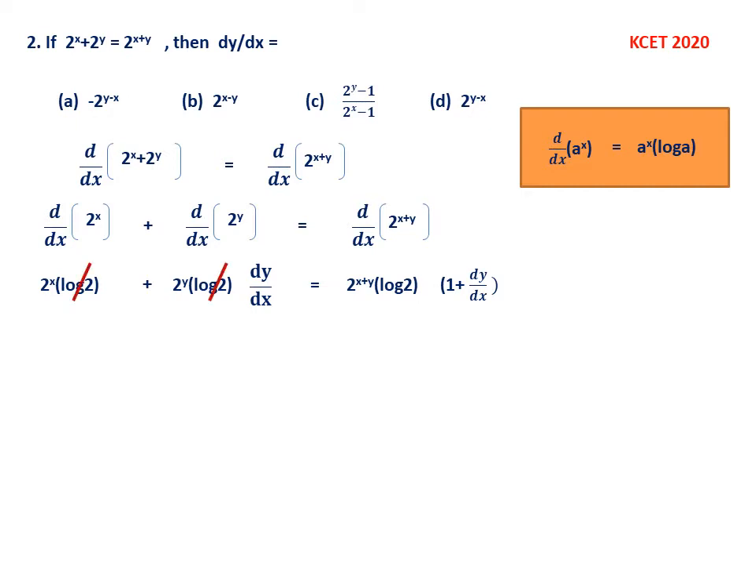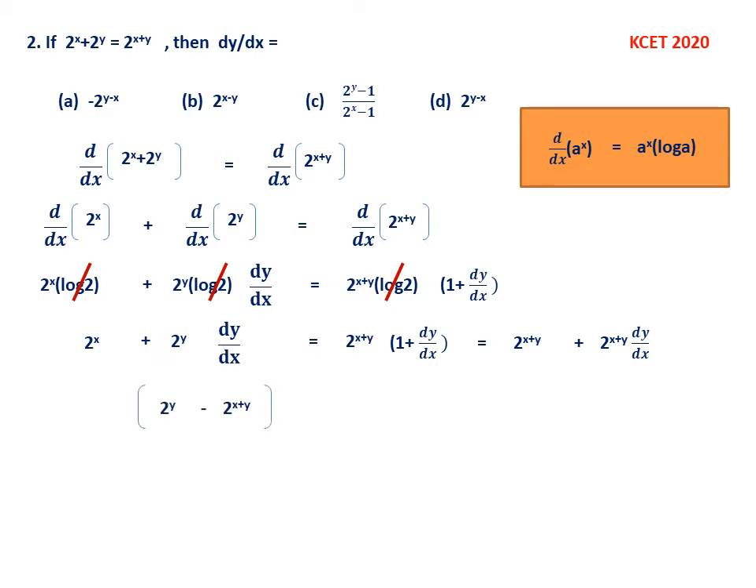Now we have to cancel log 2 because log 2 is common everywhere. So write the remaining: 2 power x plus 2 power y into dy by dx equal to 2 power x plus y into 1 plus dy by dx. You can remove the bracket on the right hand side and write 2 power x plus y plus 2 power x plus y into dy by dx. So what you have to do now is take the terms containing dy by dx on the left side, the remaining terms on the right side. This is the next simplification.